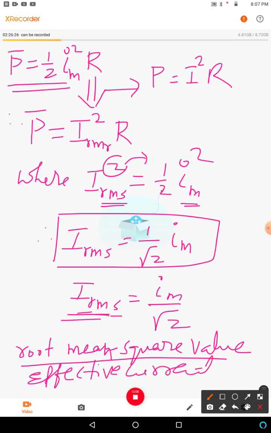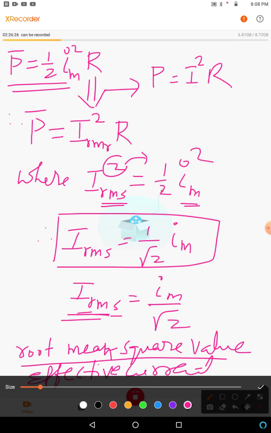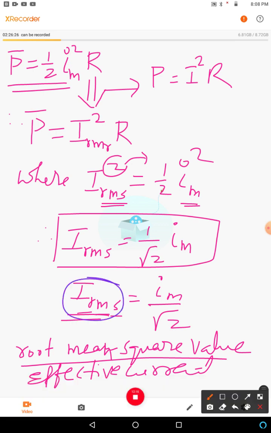So how to define this effective current? This RMS current is equivalent to the DC current. It is equivalent to this DC current that would produce the same average power loss as the alternating current.